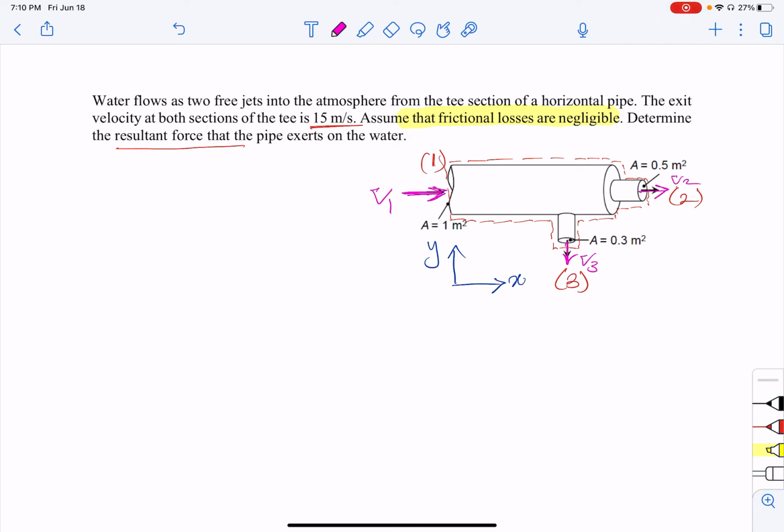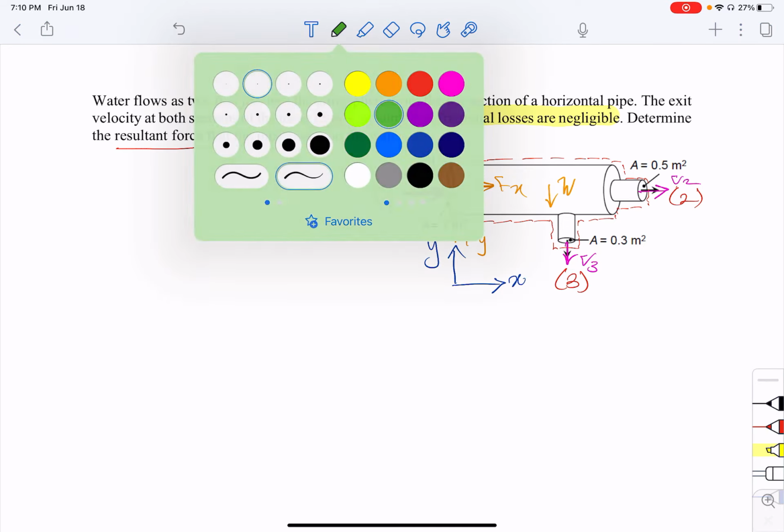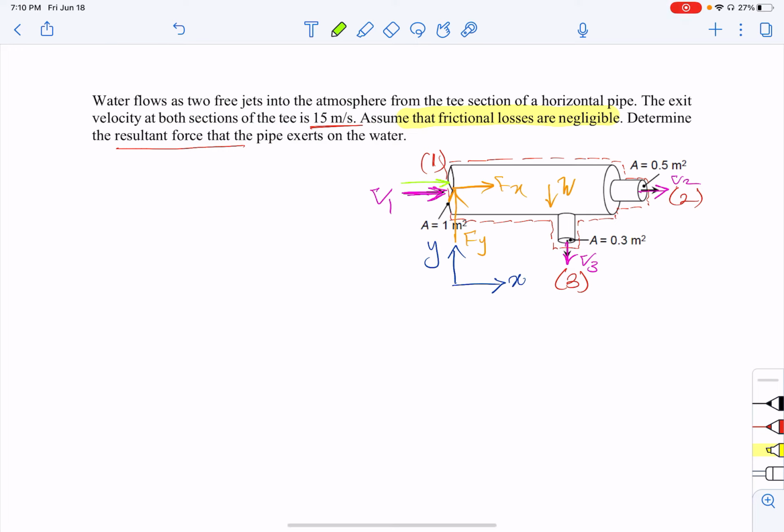So the next thing is we need to consider all of the forces on the system, right? Because we are trying to find the resultant force. So let's just assume we have the resultant force like this, and this is the Fy, right? We have weight for sure. What else do we have? We have three openings, meaning I have three forces at the openings due to the pressure. So I have P1 here, and we are going to multiply it by A1 to get the force. So this is P2 times A2, and this is P3 times A3, right?